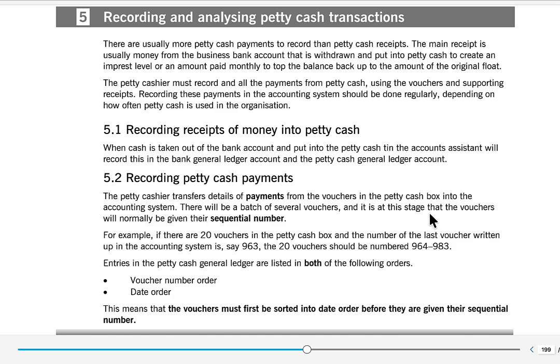So the flow is like this. Step 1. Collect the vouchers from the petty cash box. Step 2. Sort the vouchers by date from the earliest to the latest. Step 3. Give them the next sequential voucher numbers. Step 4. Enter them into the accounting system. This creates a clean system. It also makes checking and filing much easier.